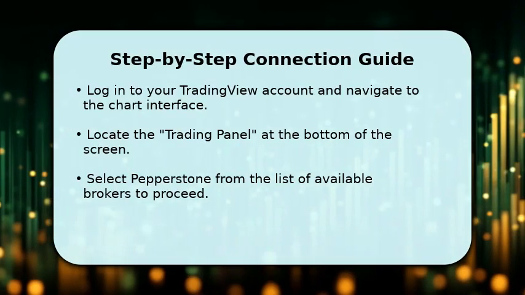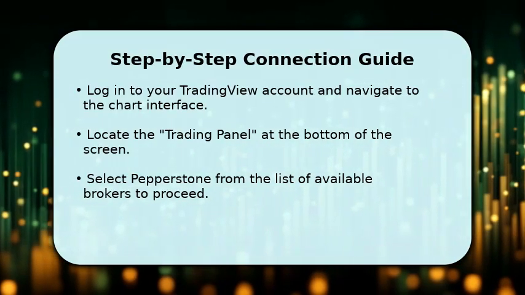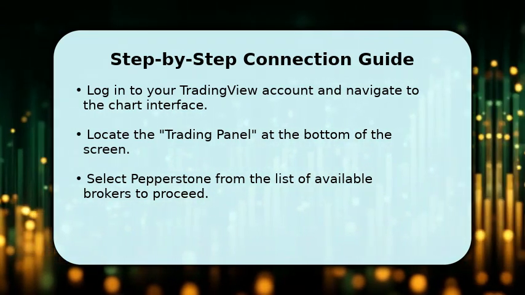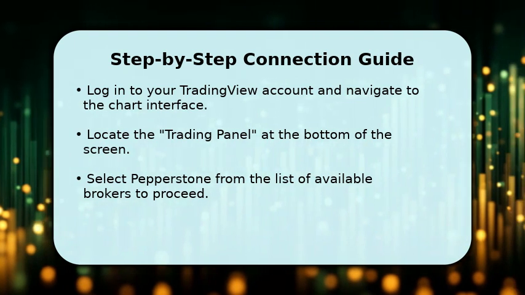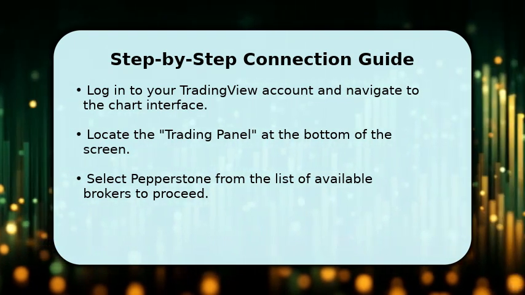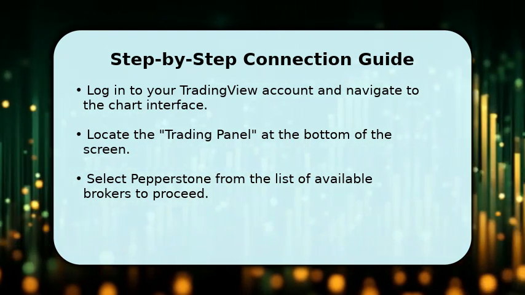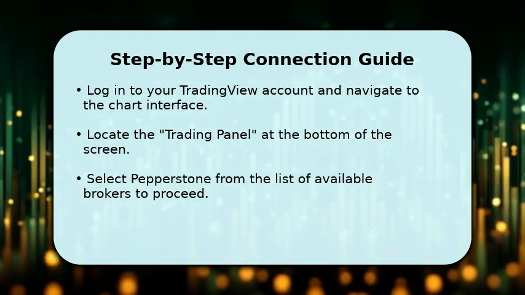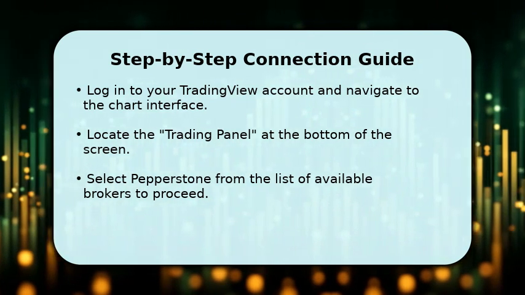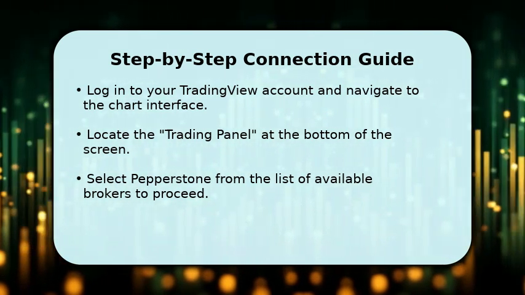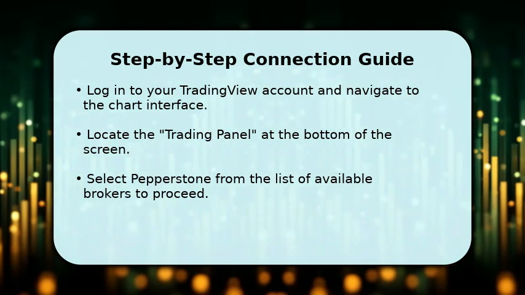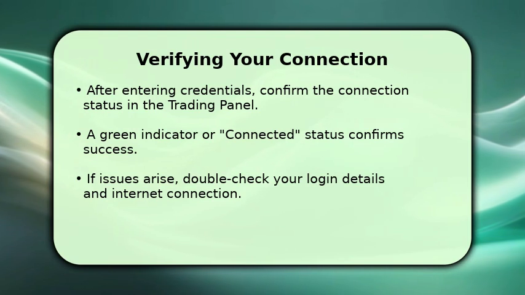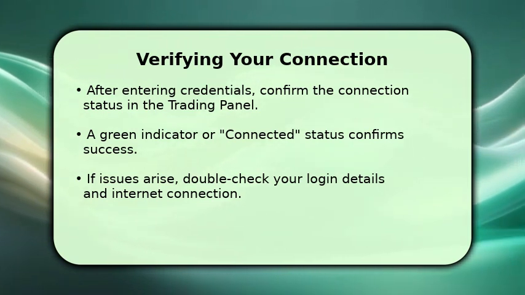To connect, log into your TradingView account and open any chart. At the bottom of your screen, you will find the trading panel. Click on this panel, and a list of supported brokers will appear. Scroll down and select Pepperstone from this list. You will then be prompted to enter your Pepperstone account credentials, including your username and password, to authorize the connection securely. Once you have entered your Pepperstone credentials, the trading panel will update to show your connection status.